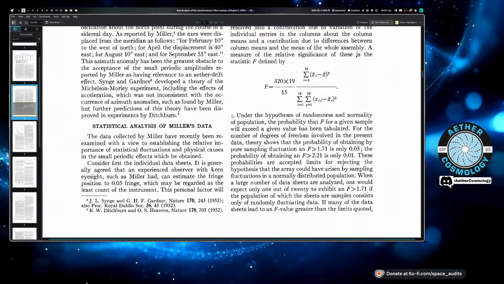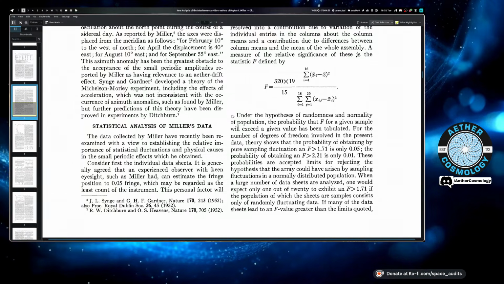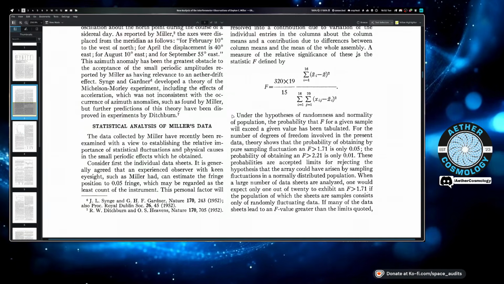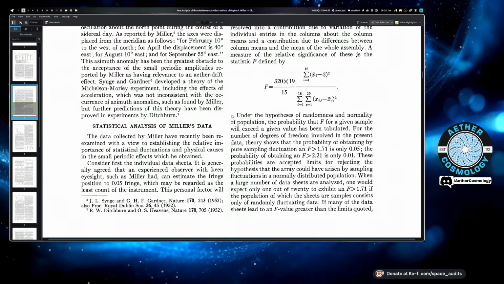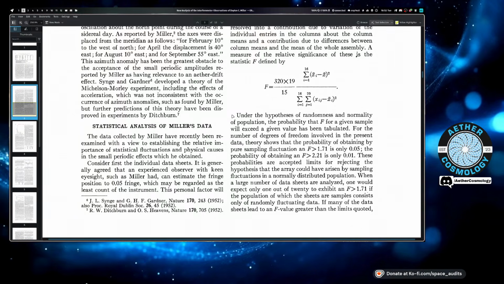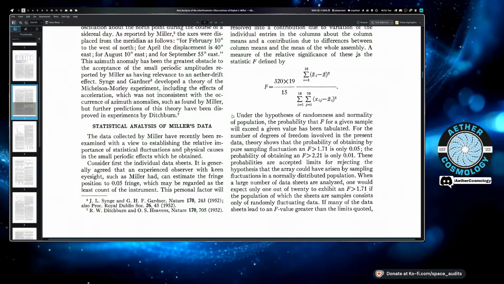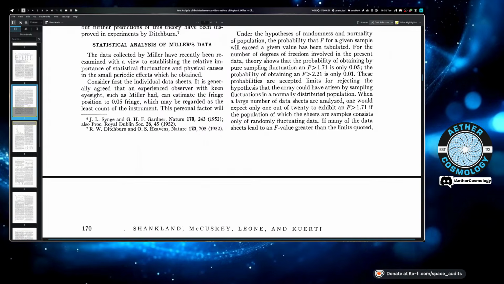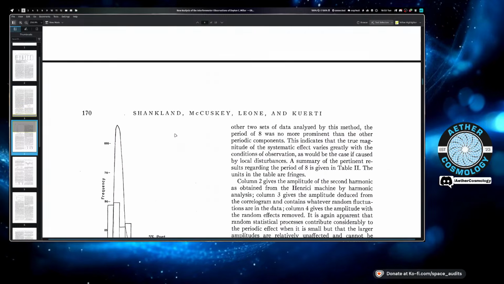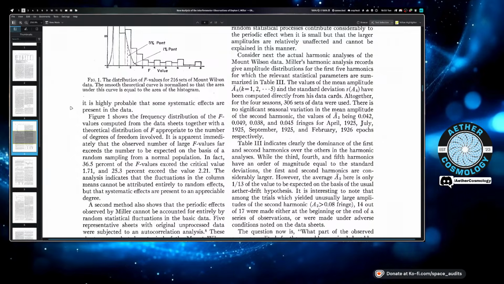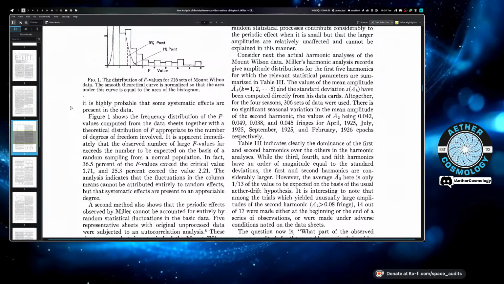When a large number of data sheets are analyzed, one would expect 1 out of 20 to exhibit F being greater than 1.71 if the population of the data sheets or samples consists of randomly fluctuating data. If many of the data sheets lead to an F value greater than the limits quoted, it is highly probable that some systematic effects are present in the data.